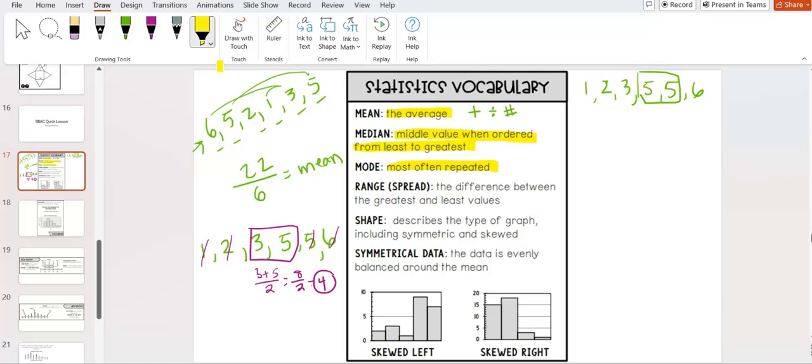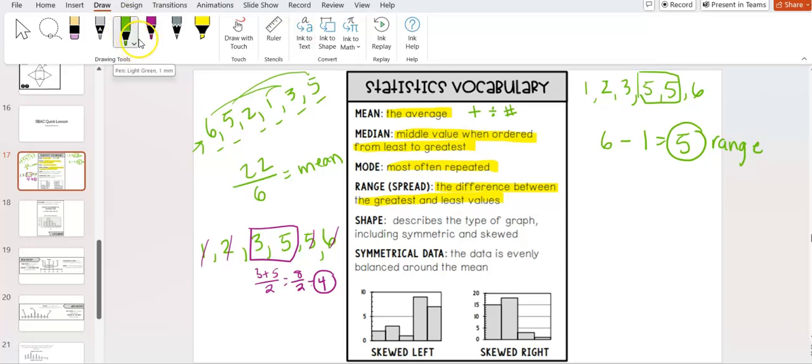Okay, the next one is our range or spread. Our range is the difference between the greatest and the least values. You're trying to figure out how far does my data set go from the least to the greatest. So if I take my highest number and I subtract my lowest number, this becomes my range or my spread. It spreads 5 numbers.